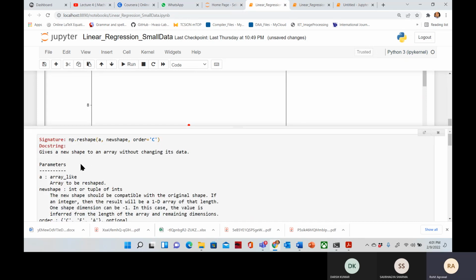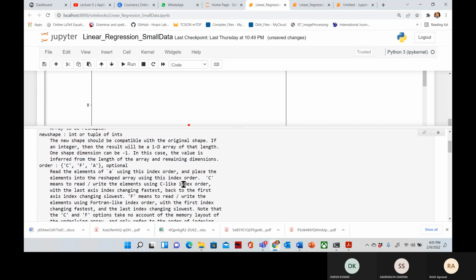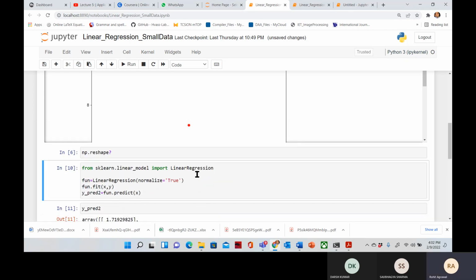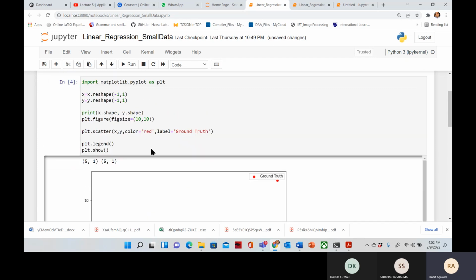np.reshape gives a new shape to an array without changing its data. It will not change your data, it will give you the new shape. In my case I have written -1, 1, so I'm not specifying the number of rows, I'm specifying only the number of columns, just one column. Clear?